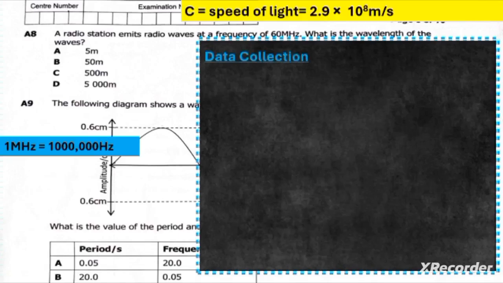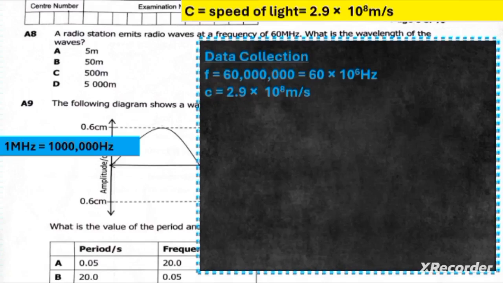Data. What have we been given according to our question? So we are given frequency, which is 60 million hertz, or we can say 60 times 10 to the power 6 hertz. So we have converted the megahertz given into hertz. What else have we been given? We are also given the speed of light, which is 2.9 times 10 to the power 8 meters per second.